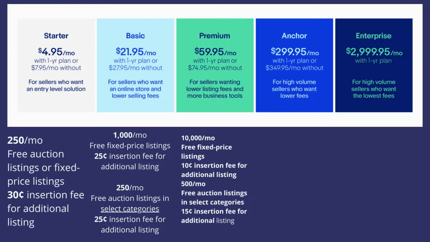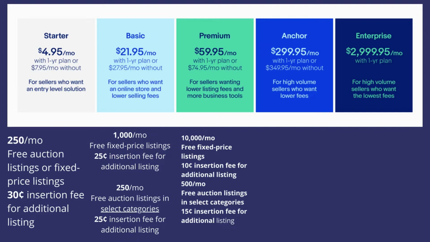So this is just the basic information. The starter store is $4.95 a month. It's a little bit more if you pay monthly. That $4.95, and the prices I'll be stating, is if you pay yearly, so multiply that by 12. Okay, but you're going to get 250 free listings and auction listings every month. And the insertion fee goes down just a little bit if you go over, and it's 30 cents. There's a little bit more perks, but not very much to have the starter store.